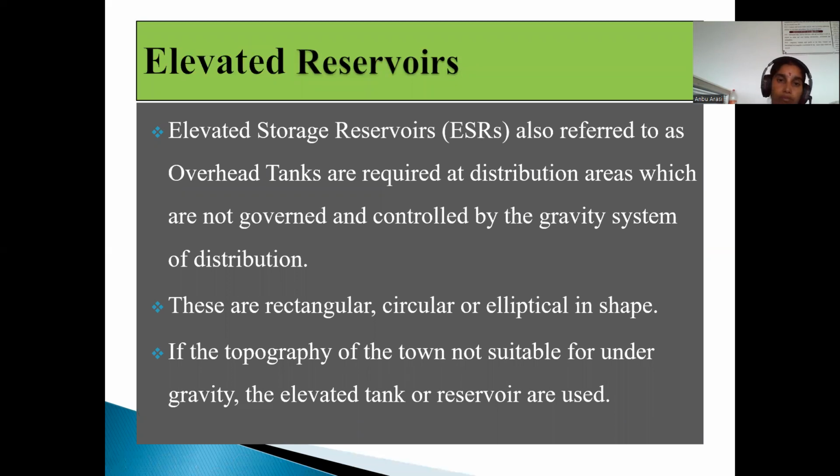Elevated reservoir. Elevated storage reservoir, ESR, also referred to as overhead tank, is required at distribution areas which are not governed and controlled by gravity of distribution. These are rectangular, circular, or elliptical in shape. If the topography of the town is not suitable for gravity flow, the elevated tank or reservoir is used.